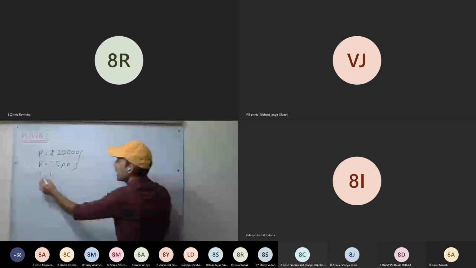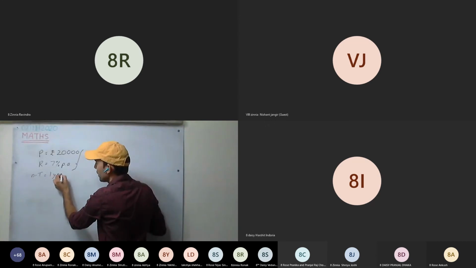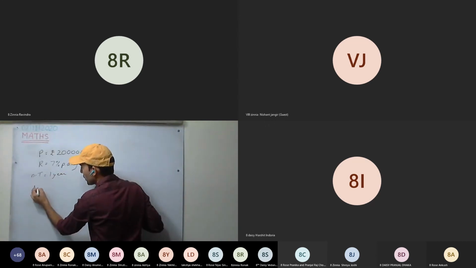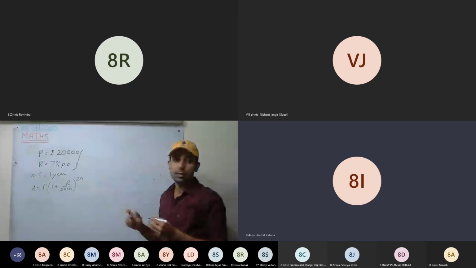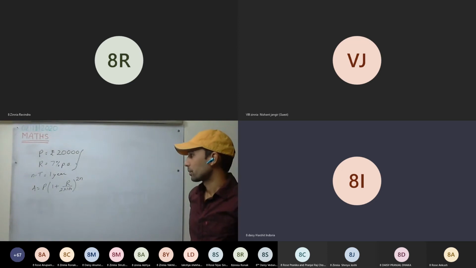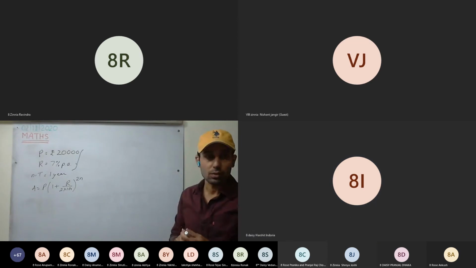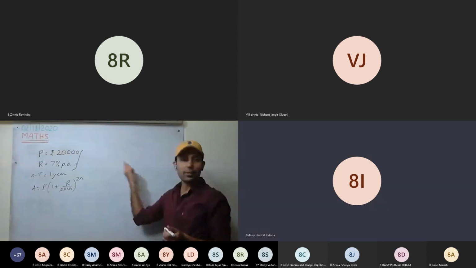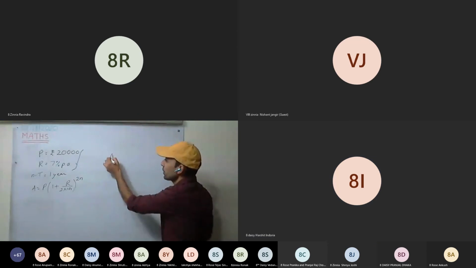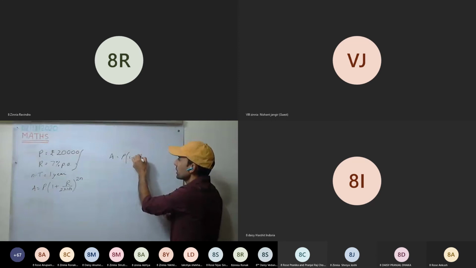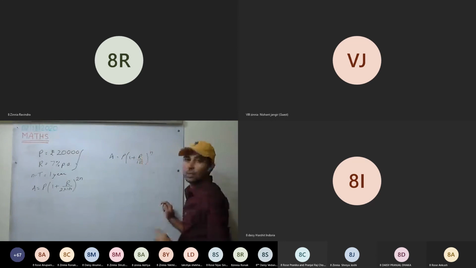N equal to 1 year. So amount equals P into 1 plus R. Sir, when the question is compounded annually, the time given we multiply. But in half yearly, 2n, how do we solve it? See here. If it is n, each year will be 1, so we write the formula simply as A equal to P into 1 plus R upon 100 raised to power n.